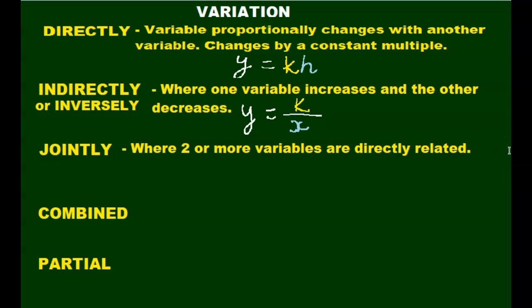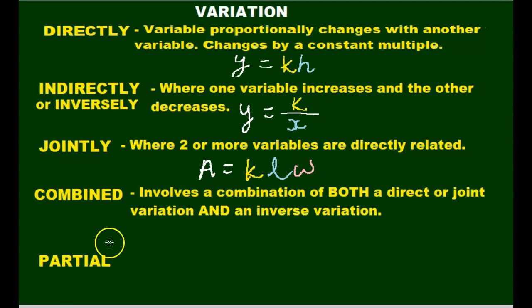Jointly is where two or more variables are directly related. A good example is area. The area A varies by a factor K with its length and its width. So we have two variables that directly affect the area. The longer the length and the width, the larger the area. If one of the variables increases, your area still increases.